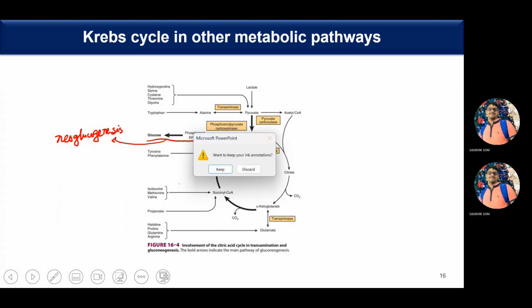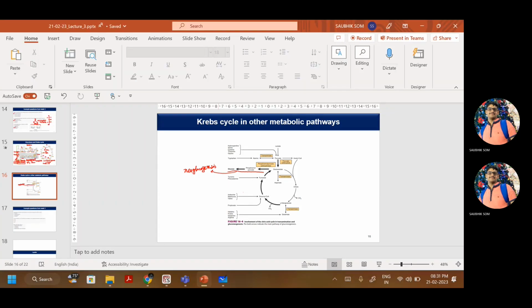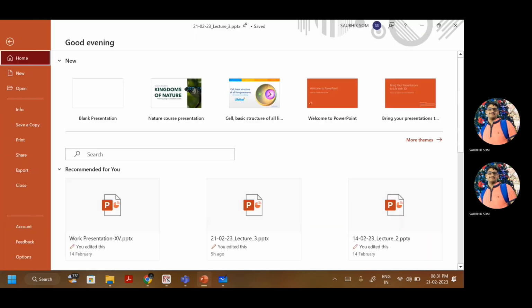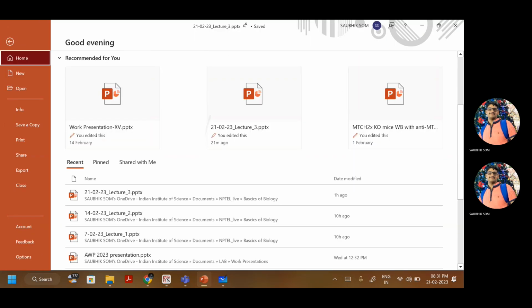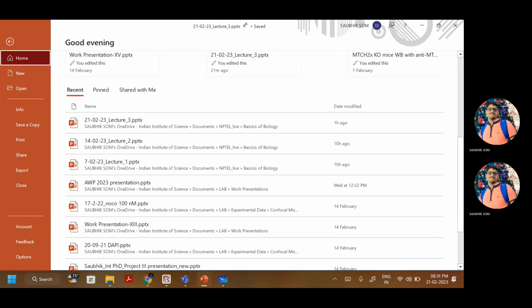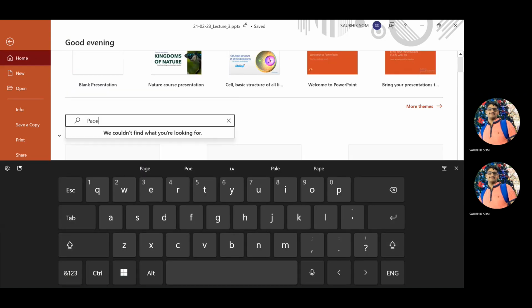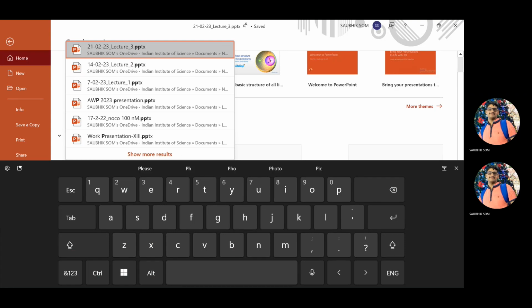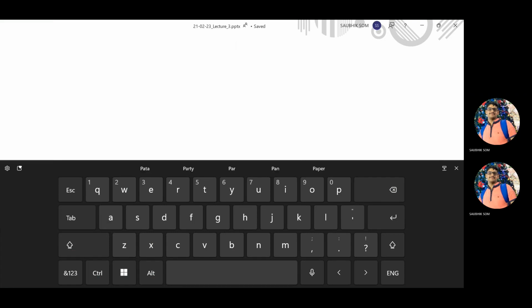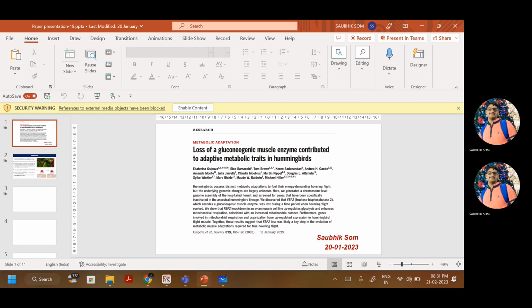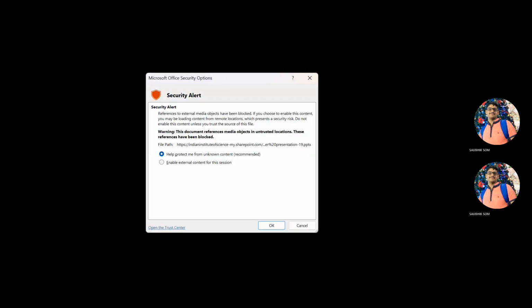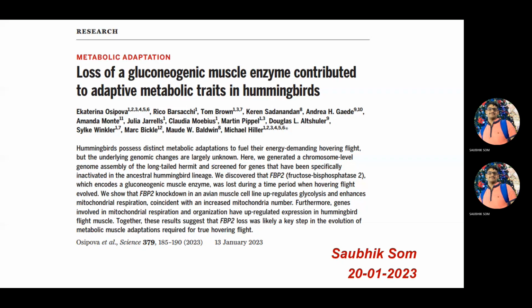This is something I'd be very happy to explain, because recently there was a paper in Science which has shown something very interesting about neoglucogenesis in hummingbirds. The paper title was Loss of the Glucogenic Muscle Contributed to Adaptive Metabolic State.